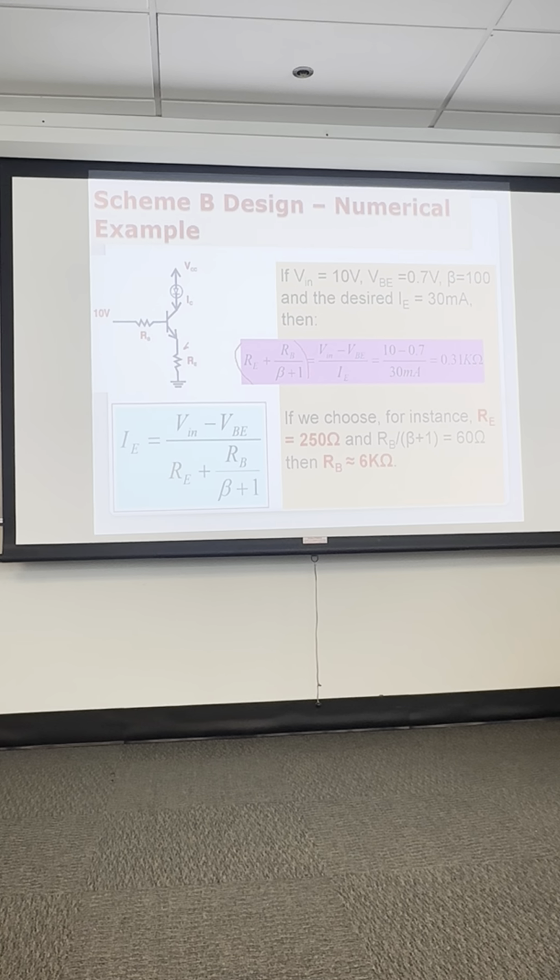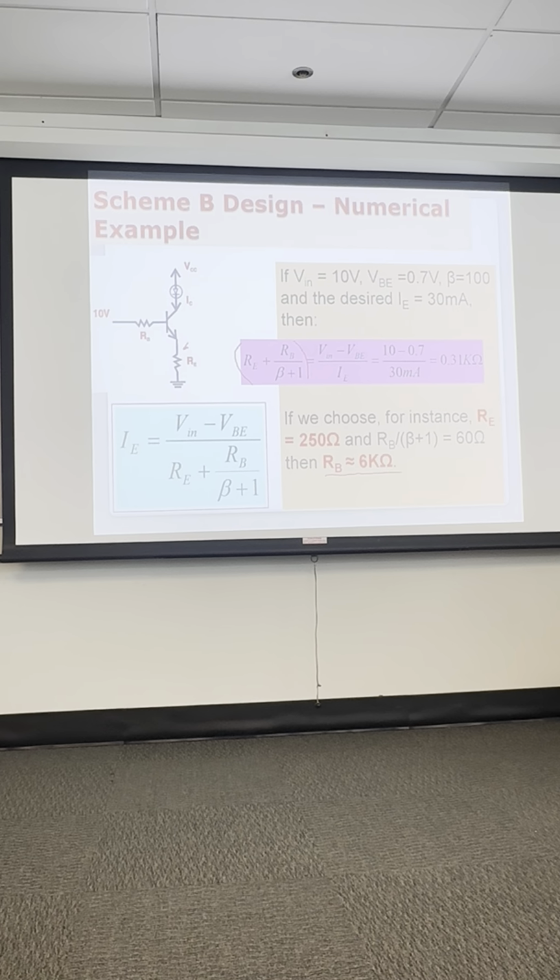So you decide, well, let's go to the other side, and we'll start with smaller resistors. So this one says, let's try 250 ohms for RE. And now we have an equation with one unknown, and we solve it for RB. And beta is 100, we get RB is equal to 6 K ohm.